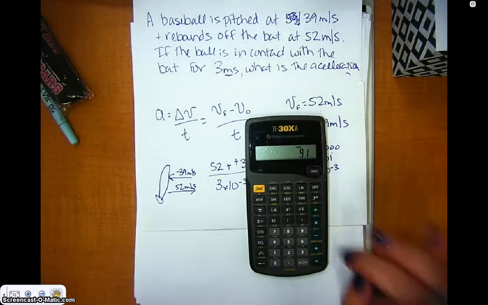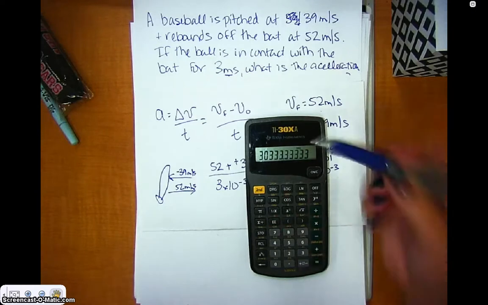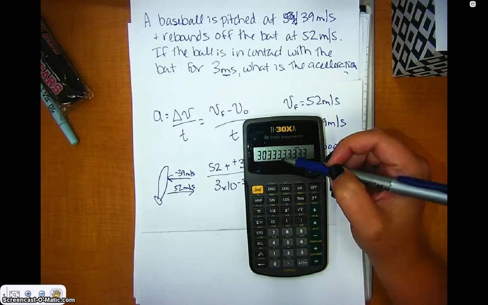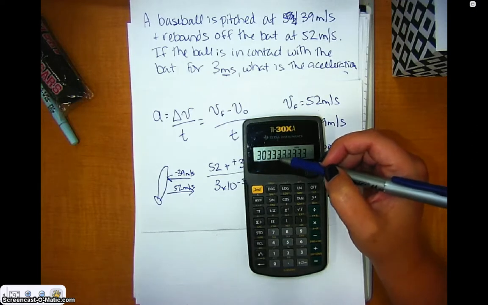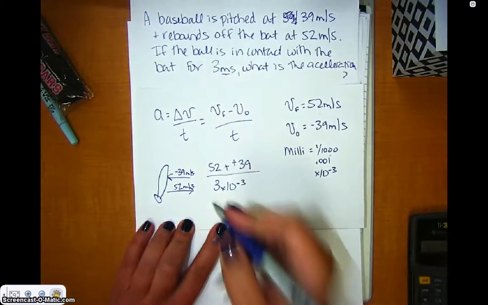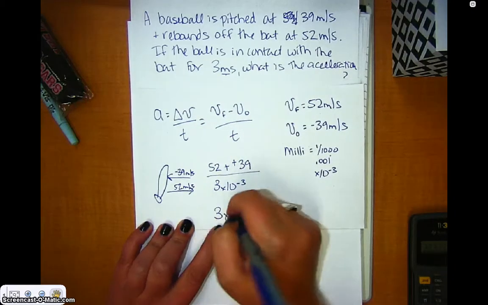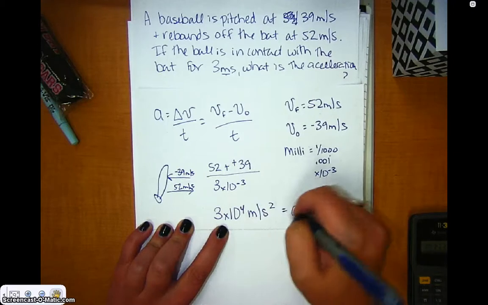So 91 and then divided by my milliseconds, 3 milliseconds, and I get a fairly large number because it does happen so quickly. And so if I just 1, 2, 3, 4, move my decimal, it's about 3 times 10 to the 4th. And it's meters per second squared is the acceleration.